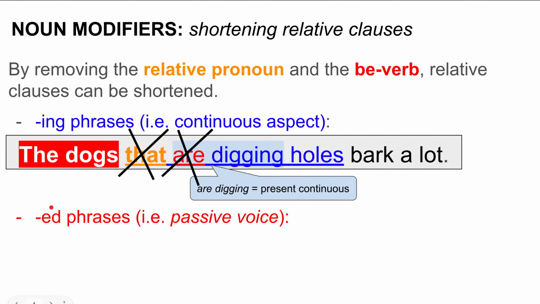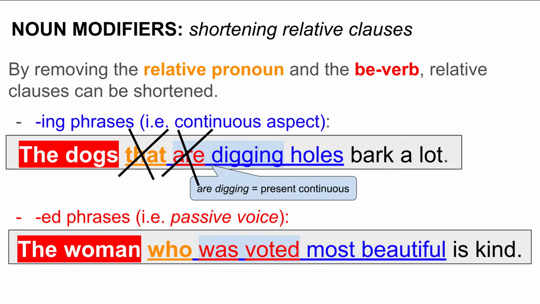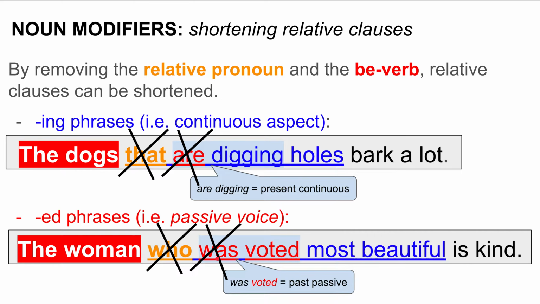Another thing, we can also do this for the ed phrases. That's the passive voice. So the woman who was voted most beautiful is kind. Here, was voted is the past passive. Take about 5 seconds to think which words can be deleted from this sentence. Okay, we can delete the relative pronoun who, and we can delete the be verb was. So now we have the woman voted most beautiful is kind.